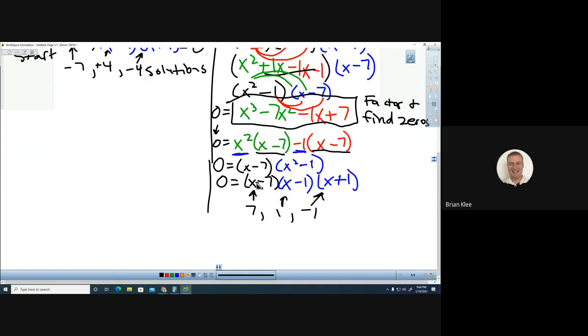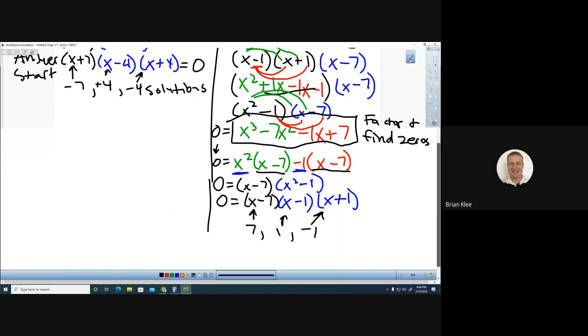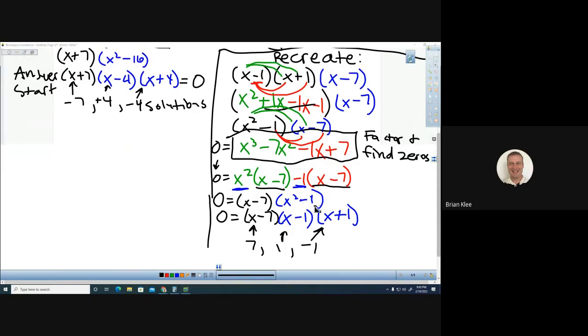It's the idea: 7 minus 7 is 0. 1 minus 1 is 0. 0 times everything is 0. And negative 1 plus 1 is 0. 0 times everything is 0. So an example of the recreate problem is sitting right there. Again, pick any numbers that are not negative 1, positive 1, negative 7, positive 7, negative 4, or positive 4. Turn it in, and your test grade can go up.